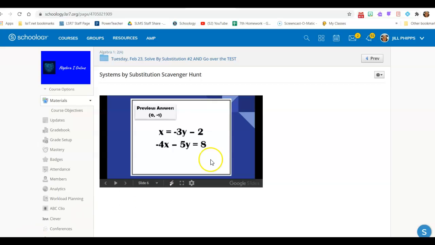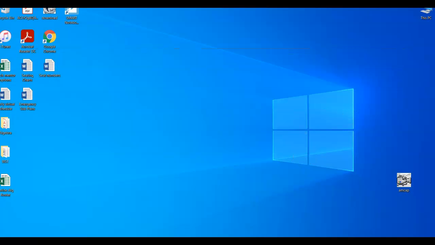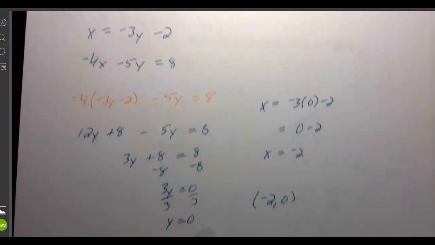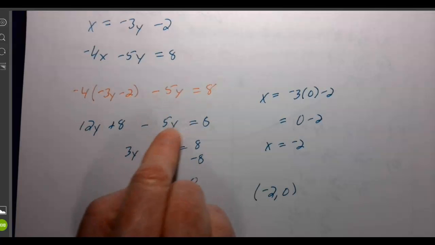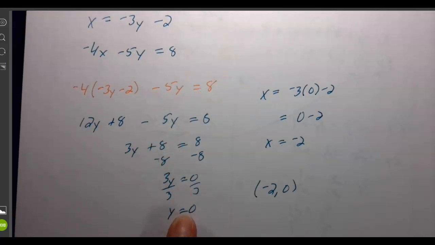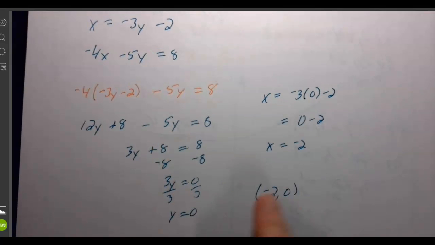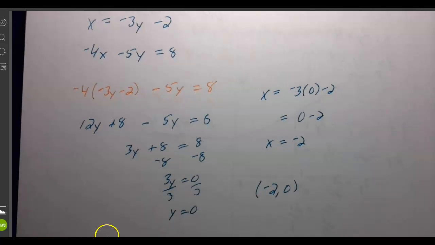So hopefully you went out and solved that. But if you want to see my work, I'll show you my work right here. So of course, it already had x solved for, so all I had to do was take that and plug it in for x. Then I solved my equation, and I got y was equal to 0. I then plugged it back in. I got x was equal to -2. So let's go and find that answer and find our next problem.